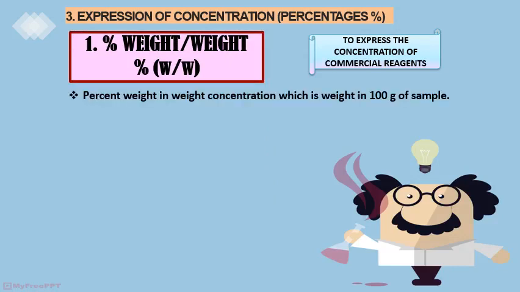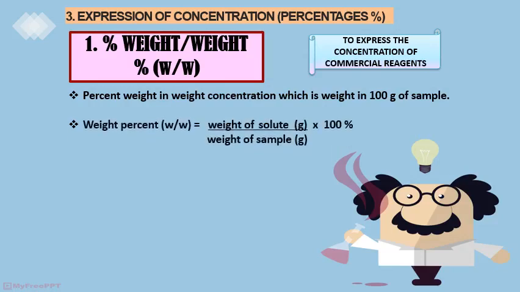Look at percent weight per weight. Percent weight in weight concentration is weight in 100 grams of sample. So the formula: weight percent W per W equal to weight of solute in unit gram over weight of sample in unit gram times 100. So make sure you memorize this formula.